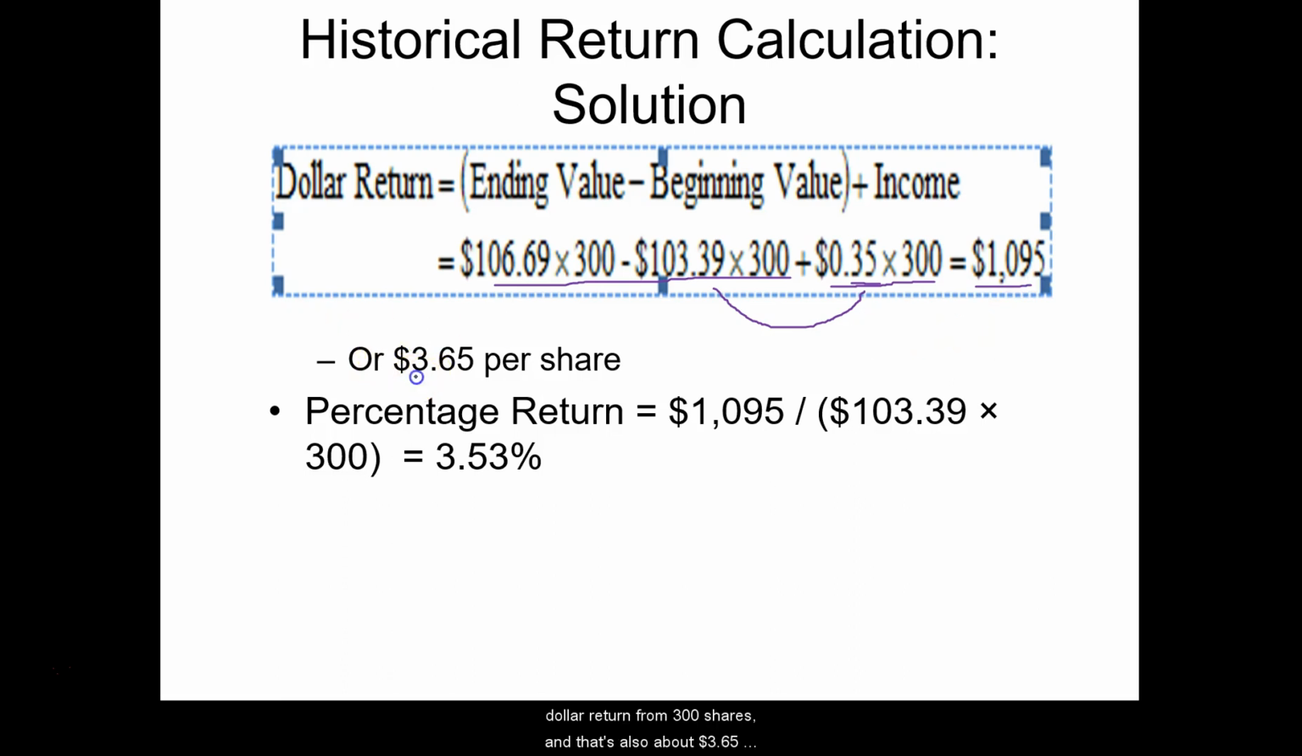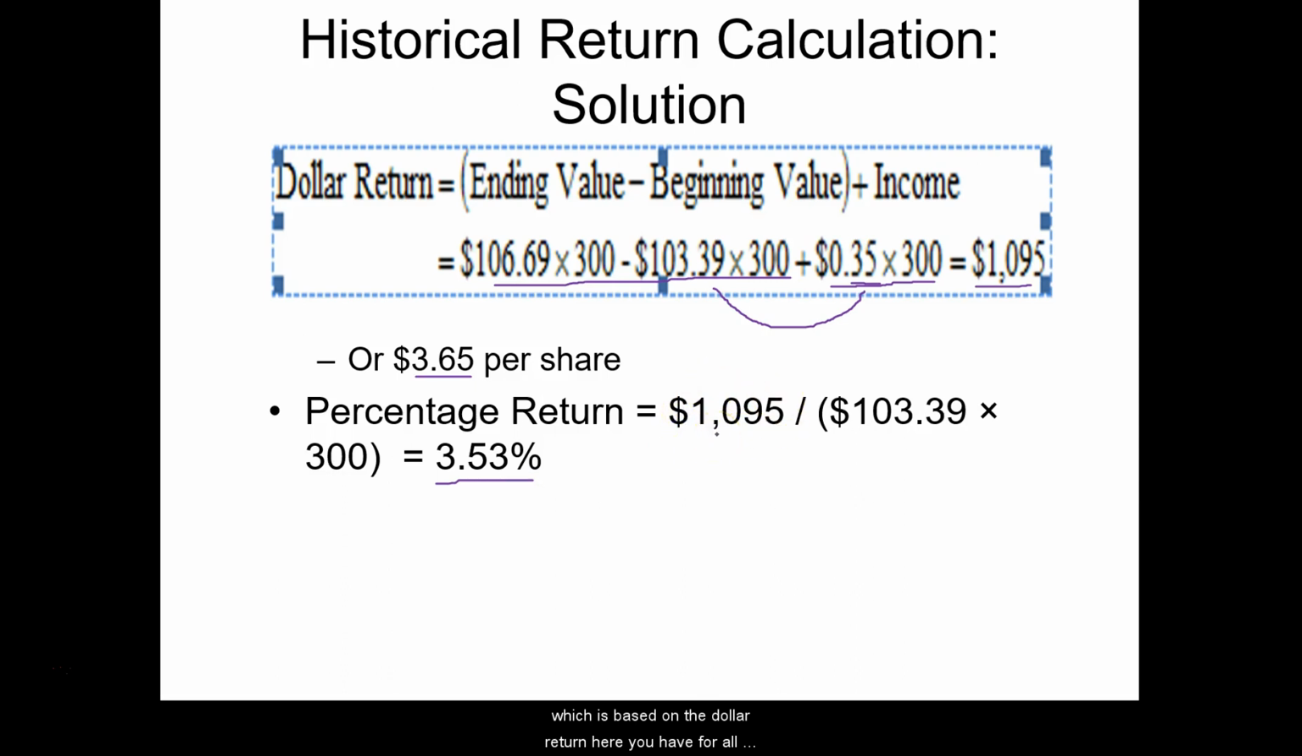And that's also about $3.65 per share. And out of the $3.65, 35 cents is from the income, dividend income, and then the other $3.30 is from the capital gain. When you calculate the percentage return, it doesn't matter actually if we are looking at 1 share or 300 shares. Either way, you should get the same result of 3.53%, which is based on the dollar return.